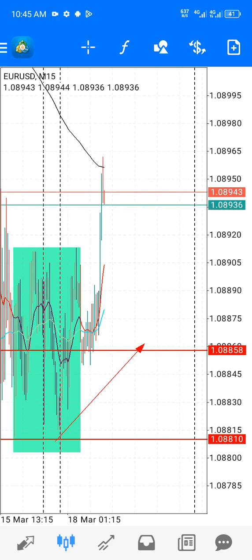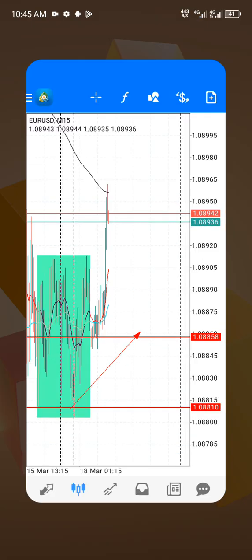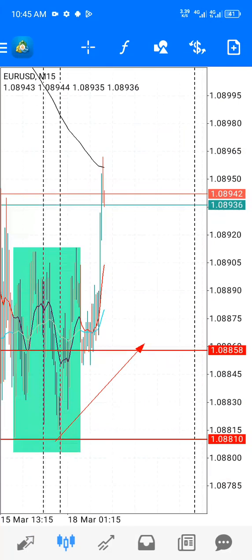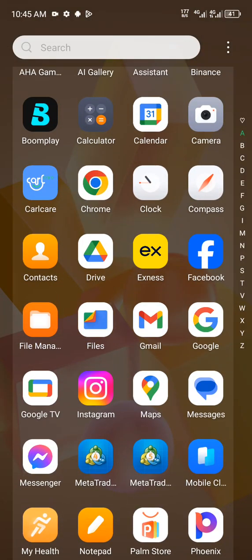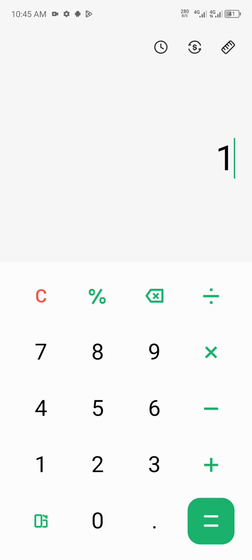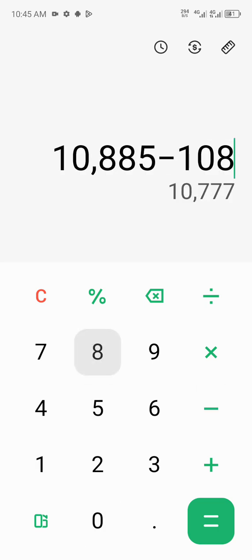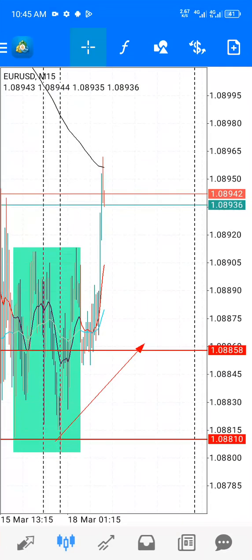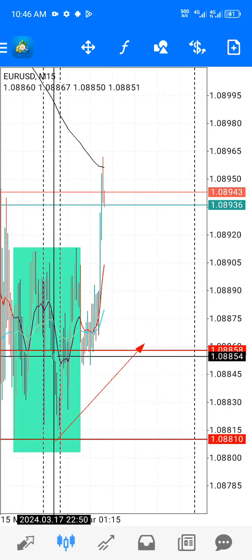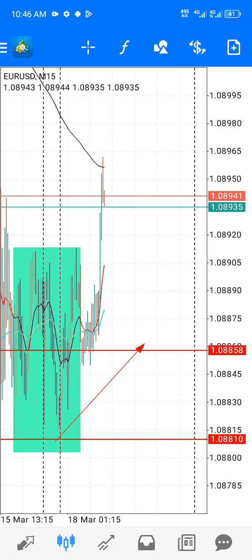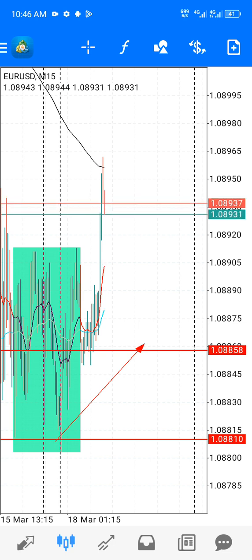We go to our calculator. 10885 minus 10881, then you get 4. So that means from here to here there are 4 pips around that zone. So that's how we calculate pips.